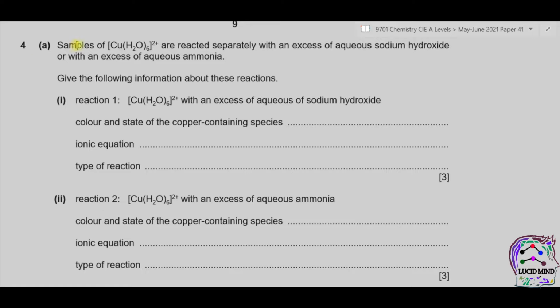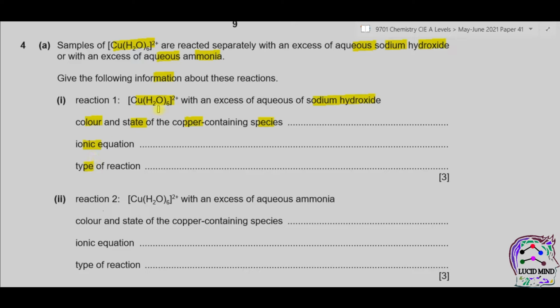Question number 4, part A. Samples of Cu(H2O)6 2+ are reacted separately with an excess of aqueous sodium hydroxide or with an excess of aqueous ammonia. Give the following information about these reactions. Reaction 1, we have Cu(H2O)6 2+ with an excess of aqueous sodium hydroxide: color and state of the copper-containing species. We have to write the ionic equation, and we also have to find the type of reaction.